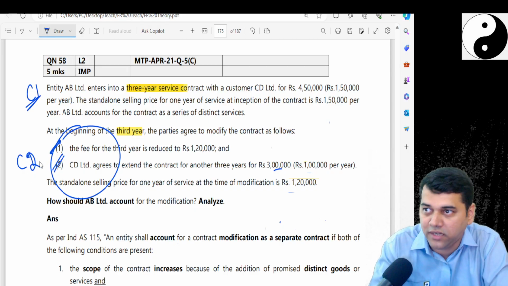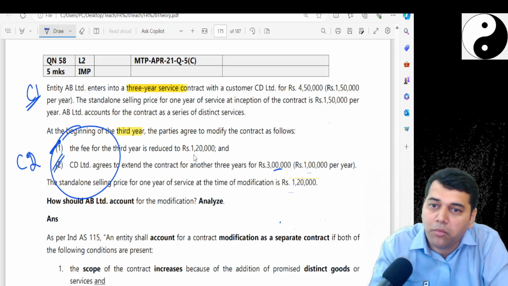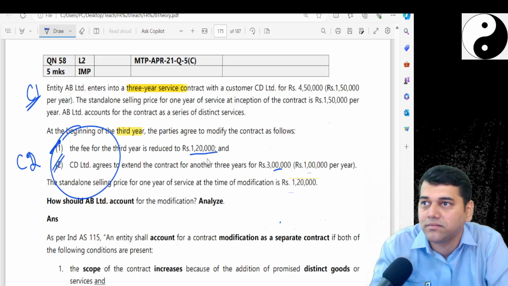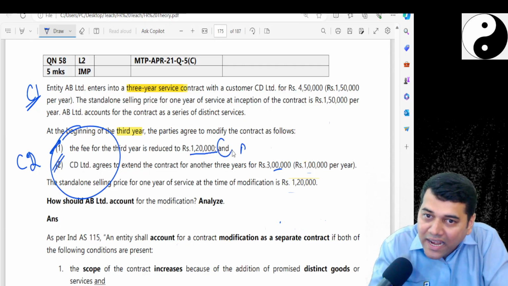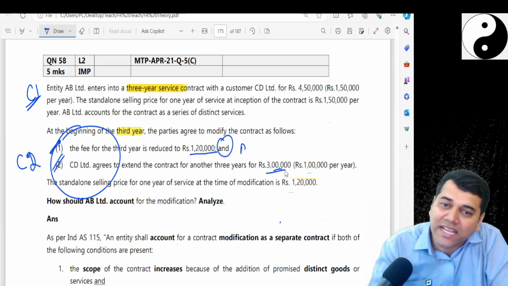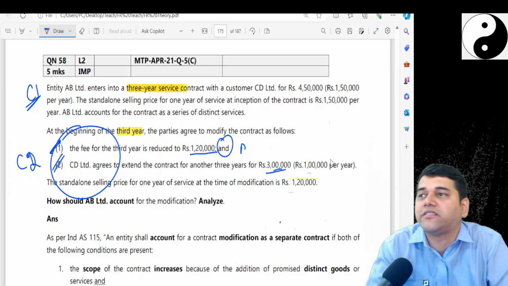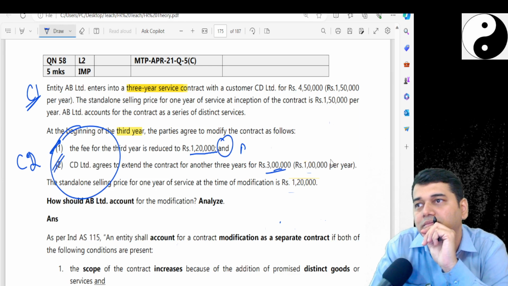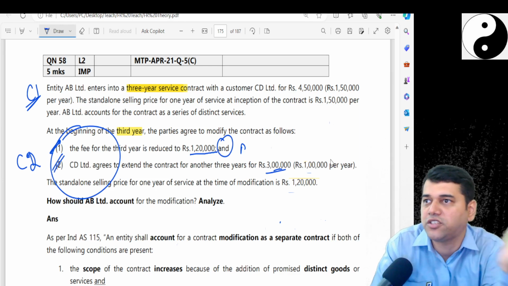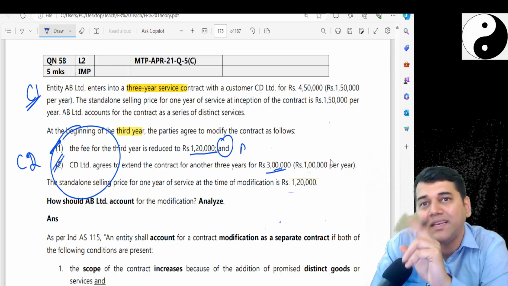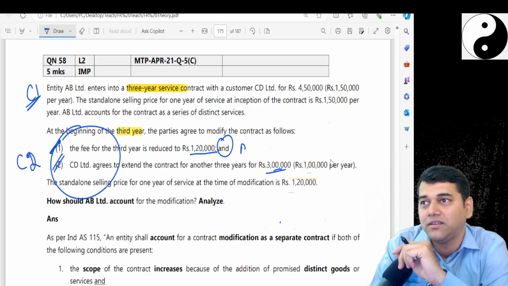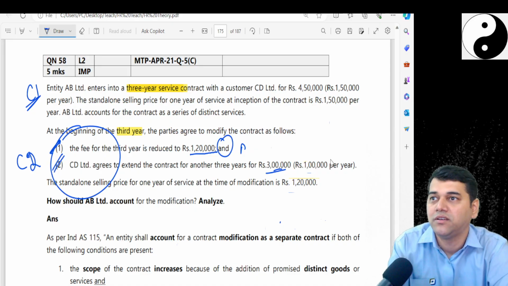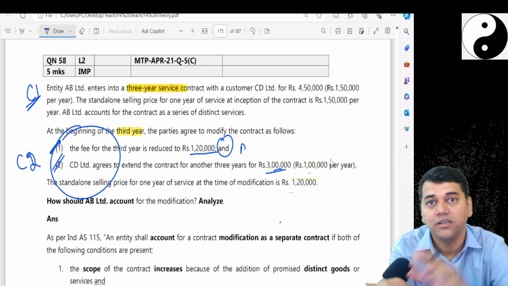In this contract, you modified the third year and you added extra which is not matching with SSP. If you mix like this, what do you treat? Termination of existing, creation of new. Do you remember in lease contract there was one mixture question, consideration also changed, term also changed.